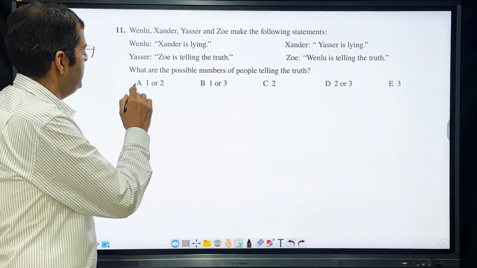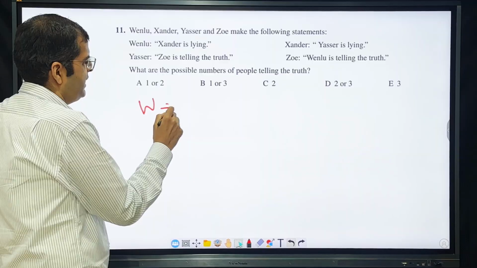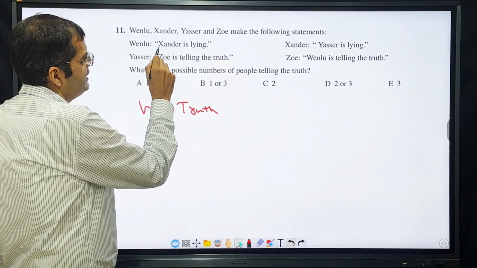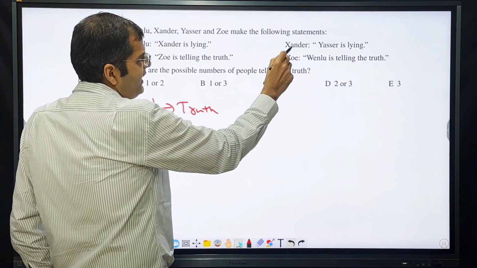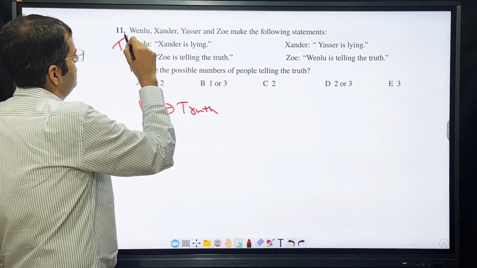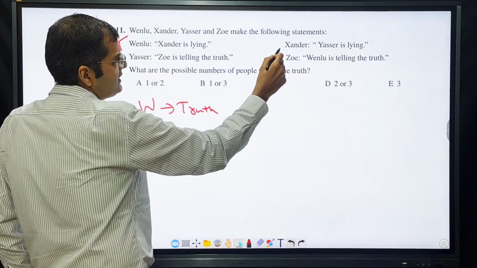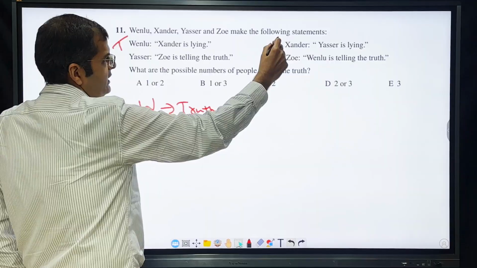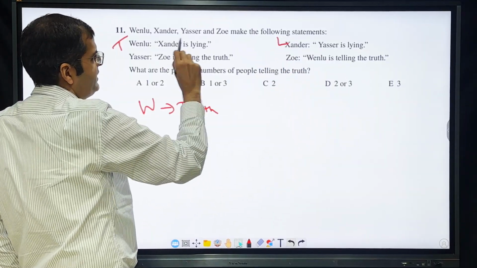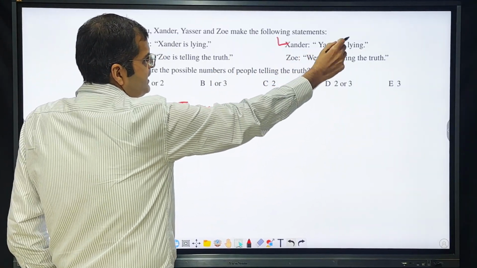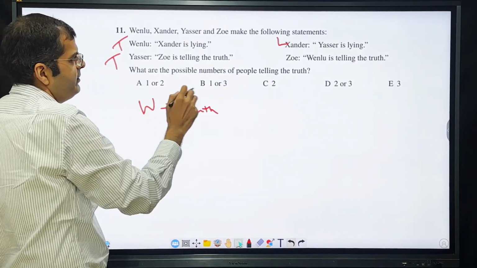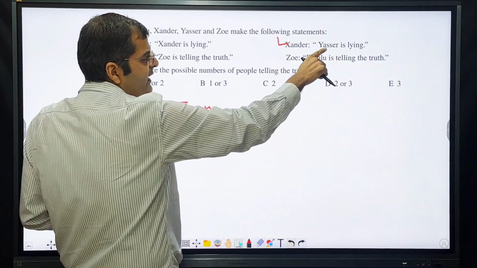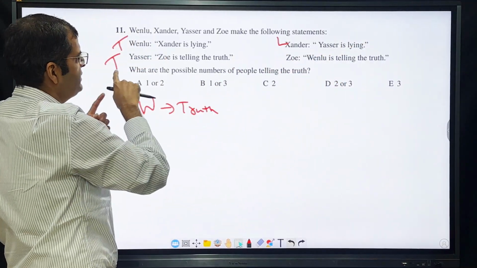Okay. So assume that W is saying the truth for now. If W is telling the truth, it says X is lying. So X is lying. X says Yasir is lying, so that means Yasir is telling the truth. When I say L, that means lying. So when X is lying and X is saying Yasir is lying, that means Yasir is telling the truth.